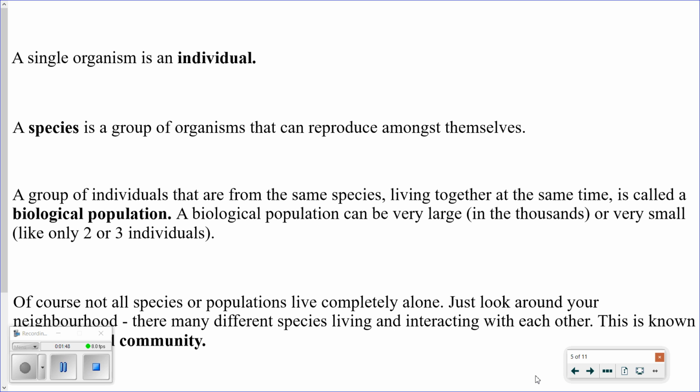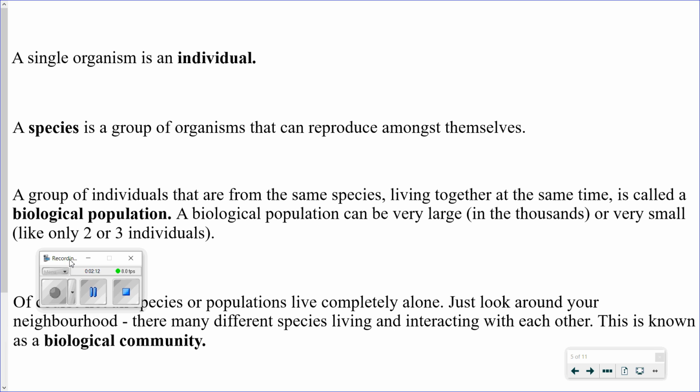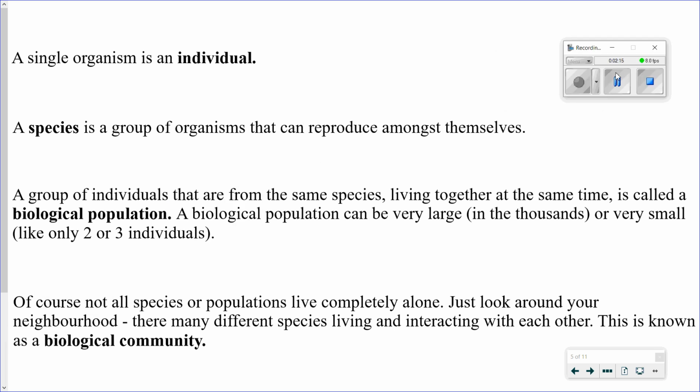A single organism is an individual. A species is a group of organisms that can reproduce amongst themselves. A group of individuals that are from the same species living together at the same time is called the biological population. A biological population can be very large, in the thousands, or very small, like only 2 or 3 individuals.